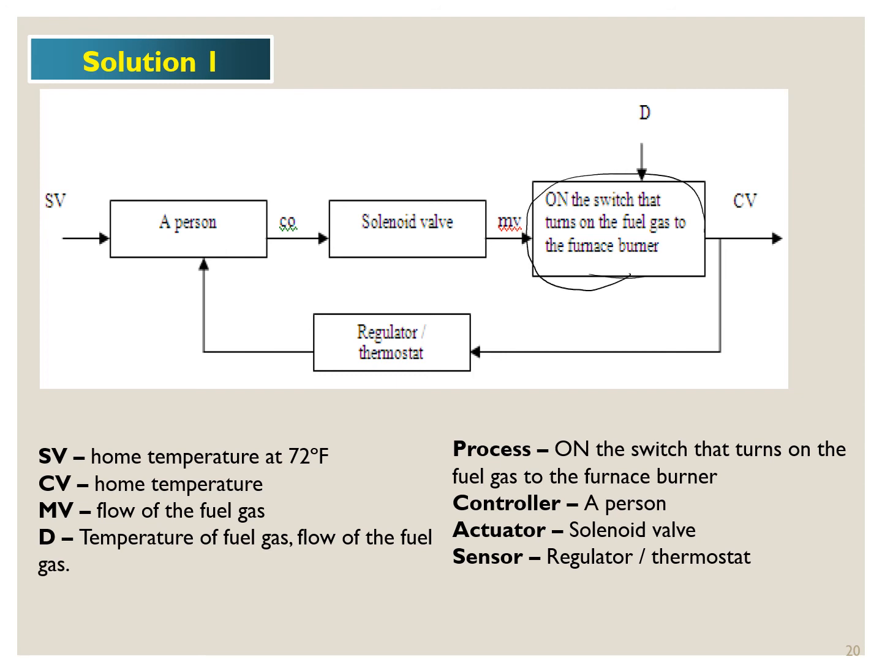So our control variable just now is the home temperature. Our set point is the home temperature at 72 degrees Fahrenheit. Our manipulated variable is the flow of the fuel gas, just now mentioned, right? So our disturbance can be the temperature of the fuel gas itself or the flow of the fuel gas.